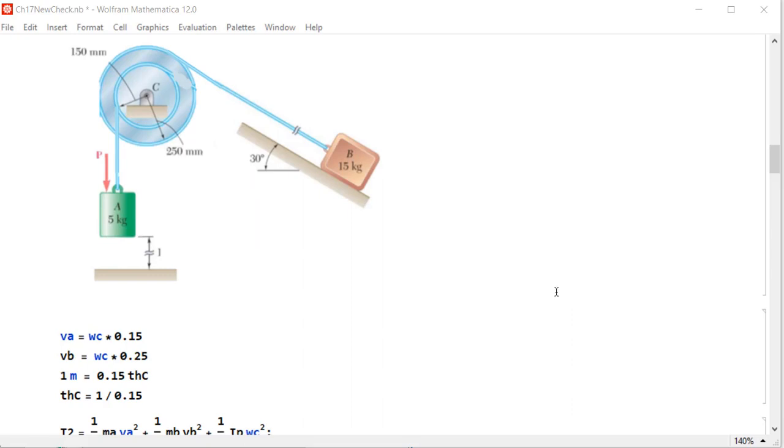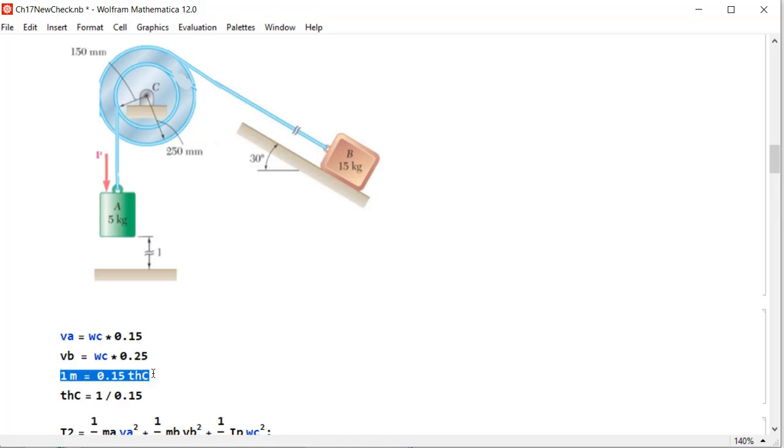Okay, so here we are over in Mathematica to plug some numbers into this. I'm going to start out with my kinematic relationship. So I'm going to remind myself that the velocity of A at the end of this is going to be how fast C is rotating times the radius, and I'm getting everything over here in meters rather than millimeters. Here's the velocity of B. The velocity of B is going to be however fast C is rotating times the radius that B is attached, so that's 250 millimeters.